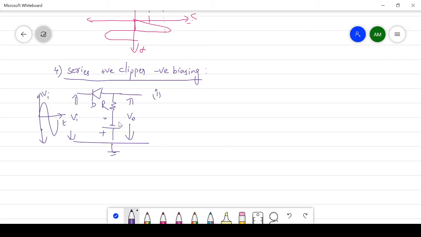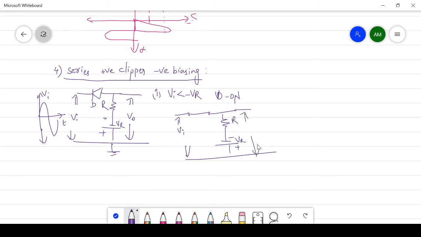So first condition is below the reference voltage, that is Vi is less than minus Vr. So below the reference voltage is when we have given to the anode, then this anode becomes a forward biasing condition. So when the diode is forward biasing, diode is on. Diode is on is nothing but it is a short circuit. So when the diode is short circuit, we can get output is equal to input only.